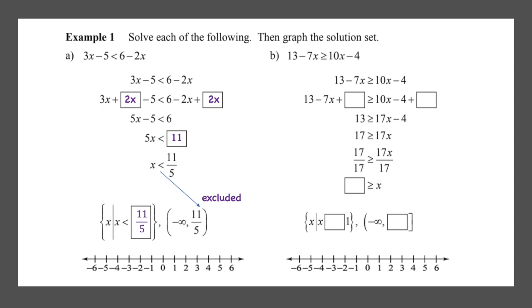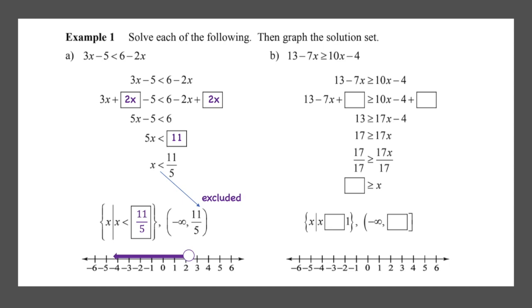Now, if I want to graph this, I'm going to, at 11/5, put an open dot. And I need numbers that are less than this. So numbers that are less than 11/5 go to the left-hand side, which is the direction in which I'm going to put my arrow.